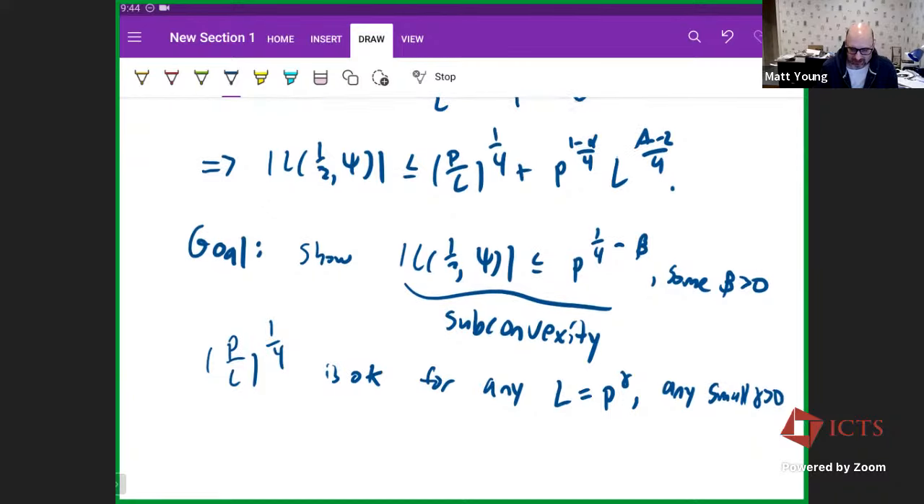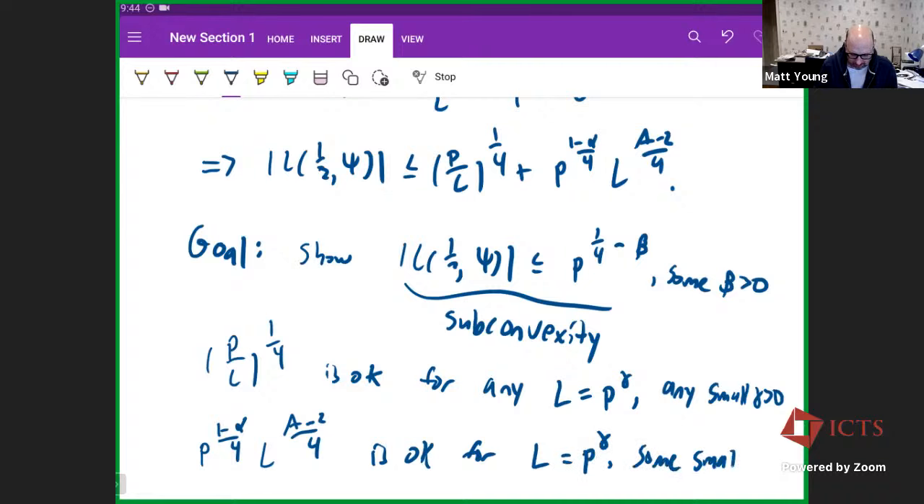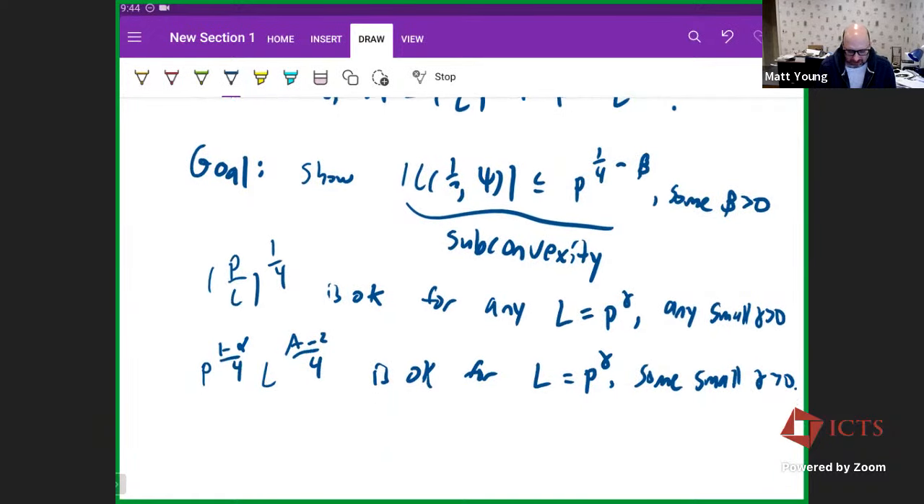For the off diagonals, L makes things worse, but we're hypothesizing that we've already saved a power of P. So the P to the (1 minus alpha) over 4 times L to the (A minus 2) over 4 is okay for L equals P to the gamma, some small positive gamma, where how small it is depends on alpha and A and all this stuff. And so it's a little complicated, annoying optimization problem.